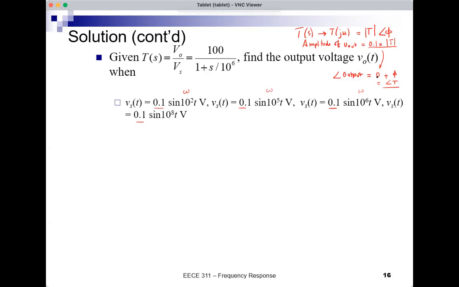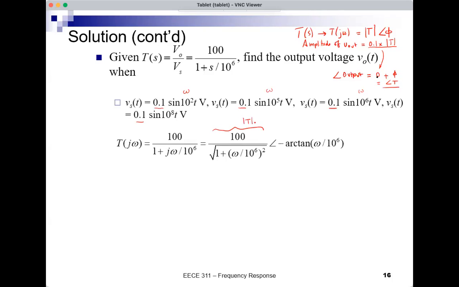How do I now write the expression for V out of t? If this is T of j omega, so that's my T, and that's my phi, I can write V out of t as 0.1 times 100 over the square root of 1 plus omega over 10 to the 6 squared, sine omega t minus arctan omega over 10 to the 6. What is this 0.1? This is the amplitude of the input. This here is T sine omega t plus phi, but phi happens to be minus arctan omega over 10 to the 6. So now we see how omega enters in the phase angle and in the amplitude of the output. You see it here, you see it here, and of course it's here, it's the frequency.